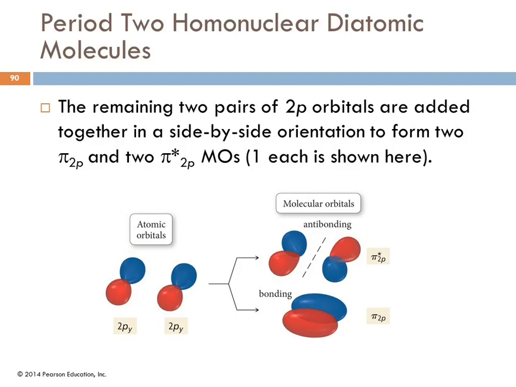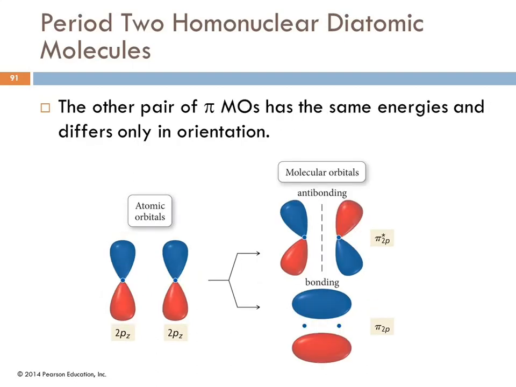So when you combine p orbitals, there's 3 p orbitals. And you combine 3 from each atom. That's a total of 6 orbitals you're combining. You're going to end up with 6 molecular orbitals. There's the Z.